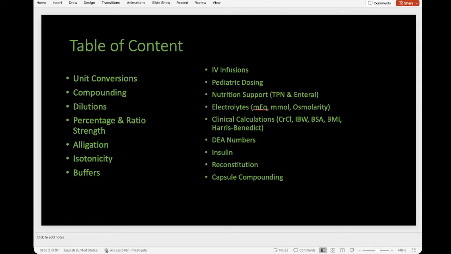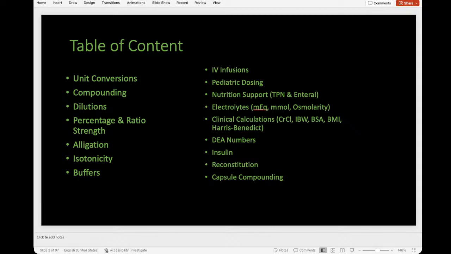The next thing we're going to be going over are some compounding clinical calculations that actually apply concepts of unit conversions. And each of these concepts utilizes the previous concept. So you have to know things from the previous concepts to be able to apply them in the later concepts as they show up. There are a few exceptions, obviously, like DEA numbers. You're not going to probably need to know any unit conversions at all for that. But I will show you how that works as well, what that is.